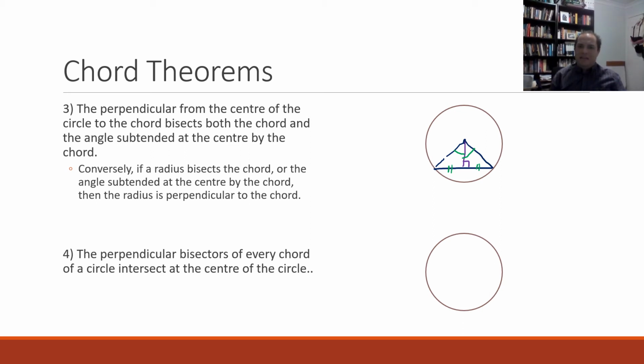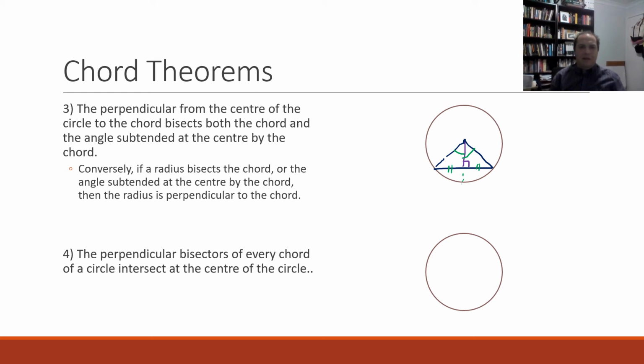And again, that's our symbol, showing our clear perpendicular line, the chord being cut in half and the angles being cut in half. Again, the opposite's also true. If you've got a radius from the center of the circle all the way through, and it bisects the chord or the angle subtended by the chord, then the radius is perpendicular to our chord.